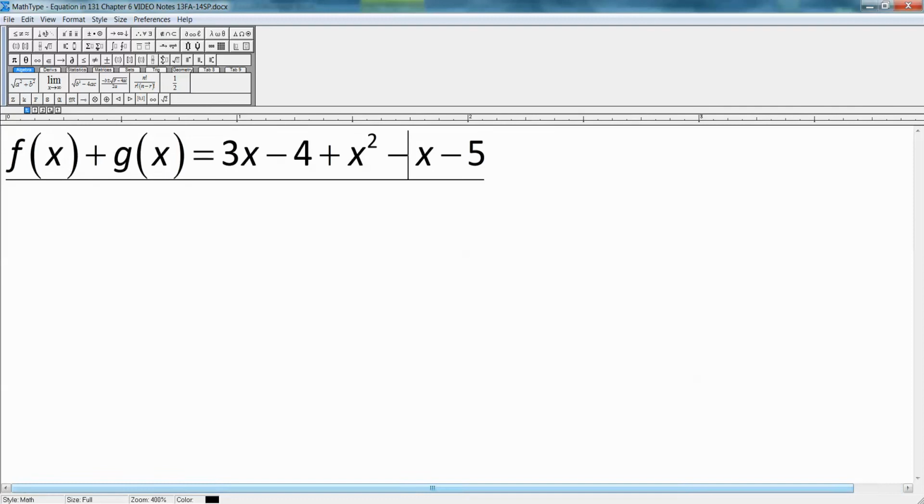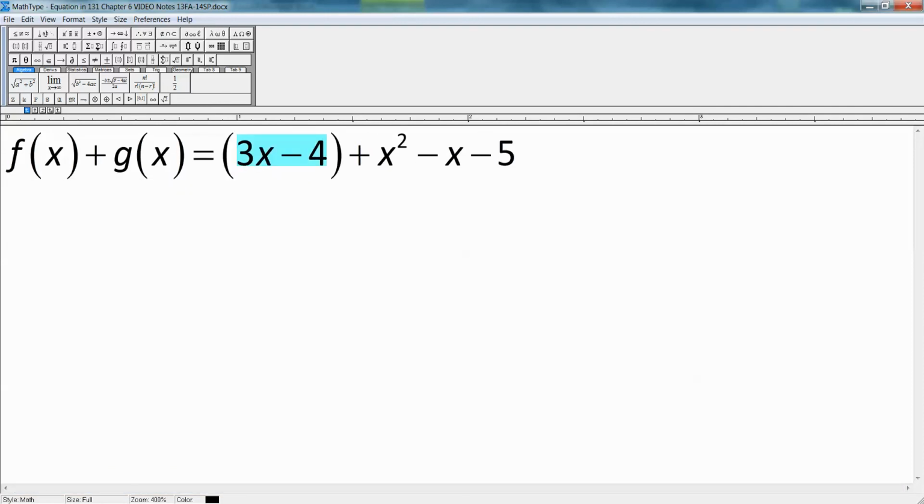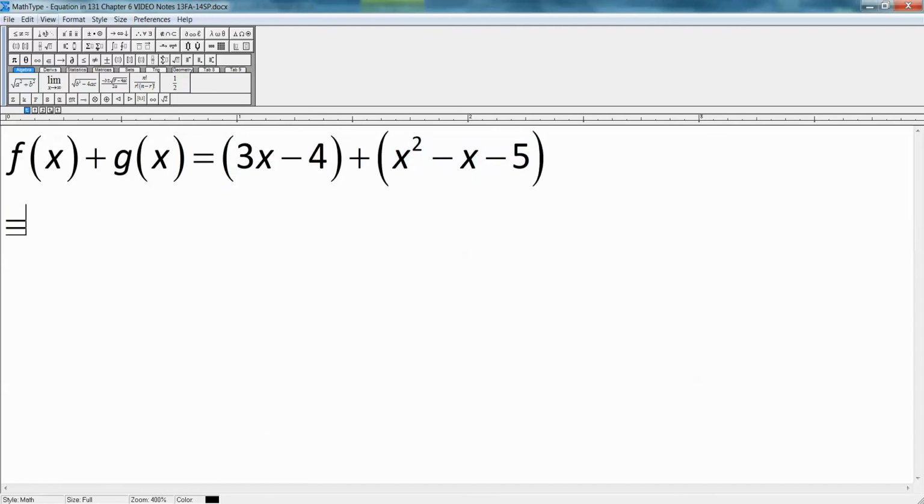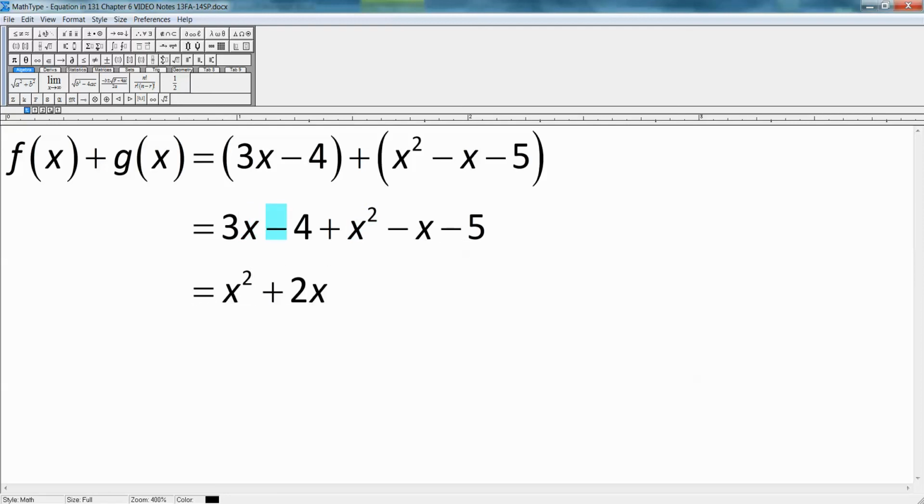Let's make that bigger. All right, so I want to add this function right here, 3x minus 4, that's my f of x, plus this function right here, that's my g of x. All right, so the parentheses are kind of a fake out. We don't really need them, right? But it's 3x minus 4 plus x squared minus x minus 5. All right, so now it's a combining like terms problem. So I've got x squared, there's no other x squared, so that's fine. Then I have a 3x, take away an x, so that's plus 2x. Minus 4 minus 5 more makes minus 9. And there we go. Done.